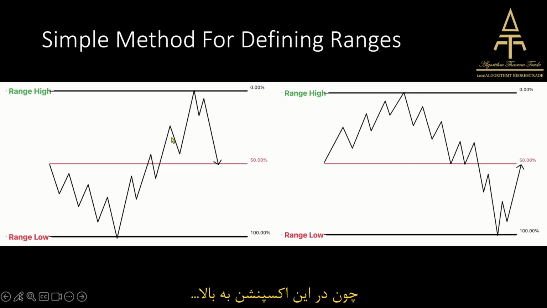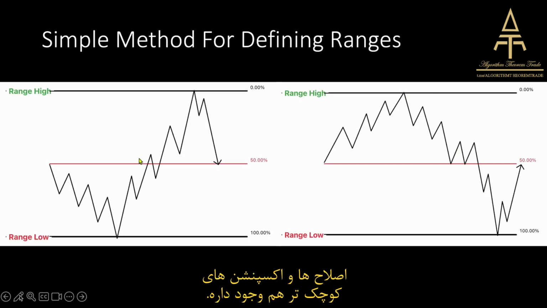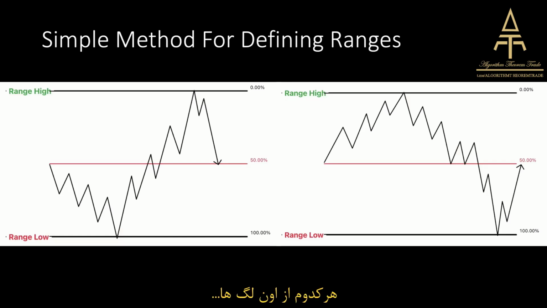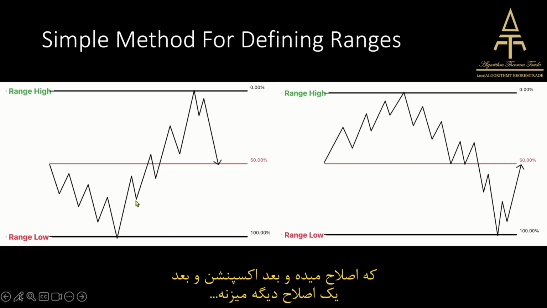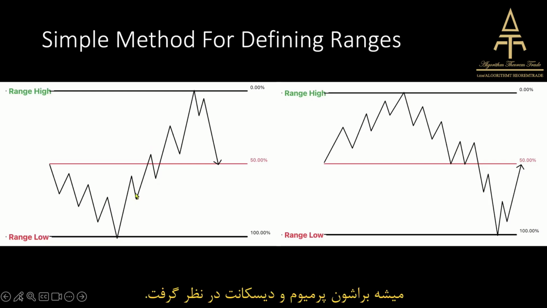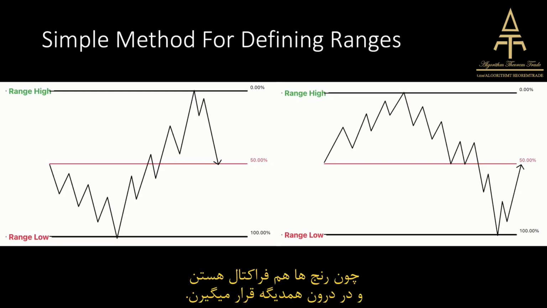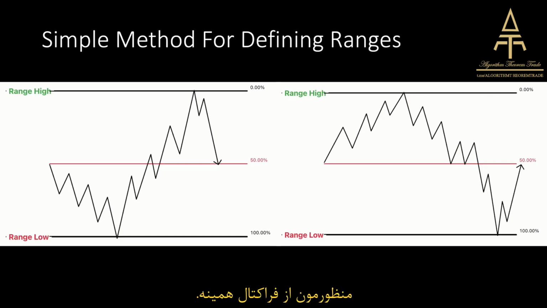Because within this expansion leg higher, within this movement higher, there are multiple retracement legs that take place, followed by smaller expansions. Every single one of those legs where there's a retracement followed by an expansion followed by a retracement, we can apply premium to discount filters to those legs as well, because the theory of ranges is fractal, ranges forming one another. This is what we mean when we say that price is fractal.